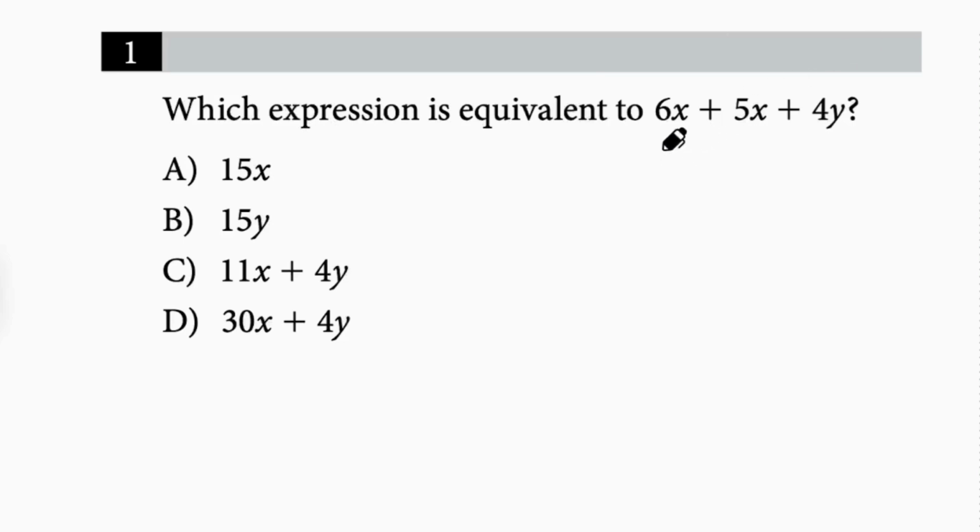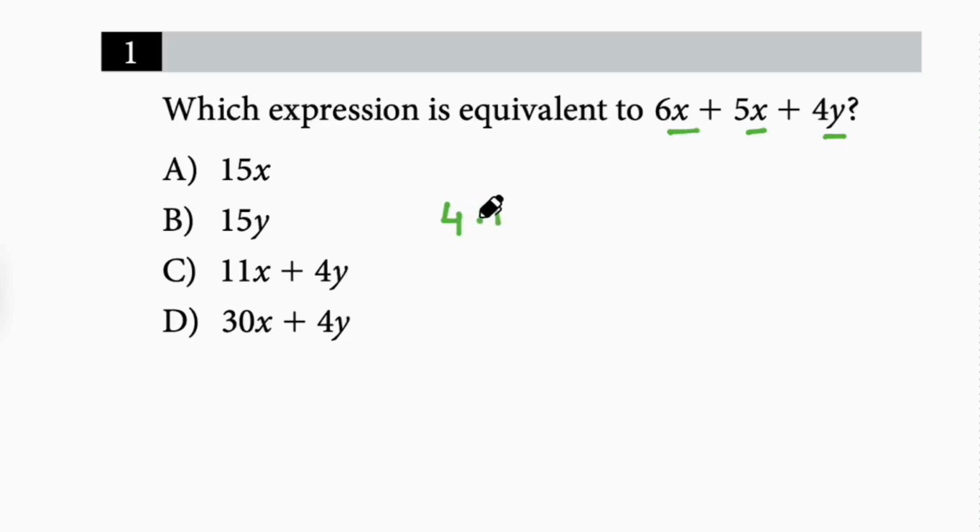Now, concept number 2 is like 6x plus 5x plus 4y. Now this has x and this has x and this has y. So like terms are added. Now what do you mean by like terms? When every unit is same. When I say unit, let me make it clearer.